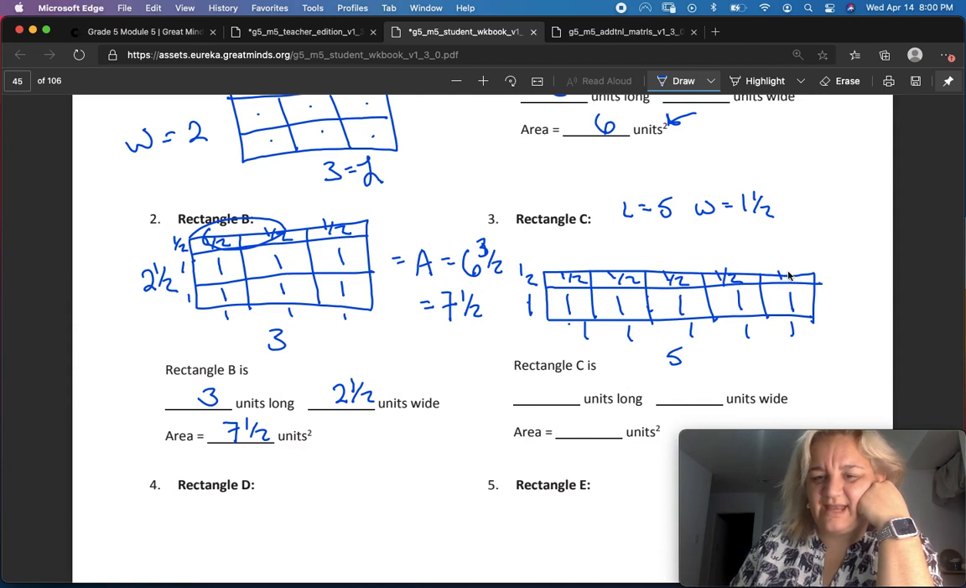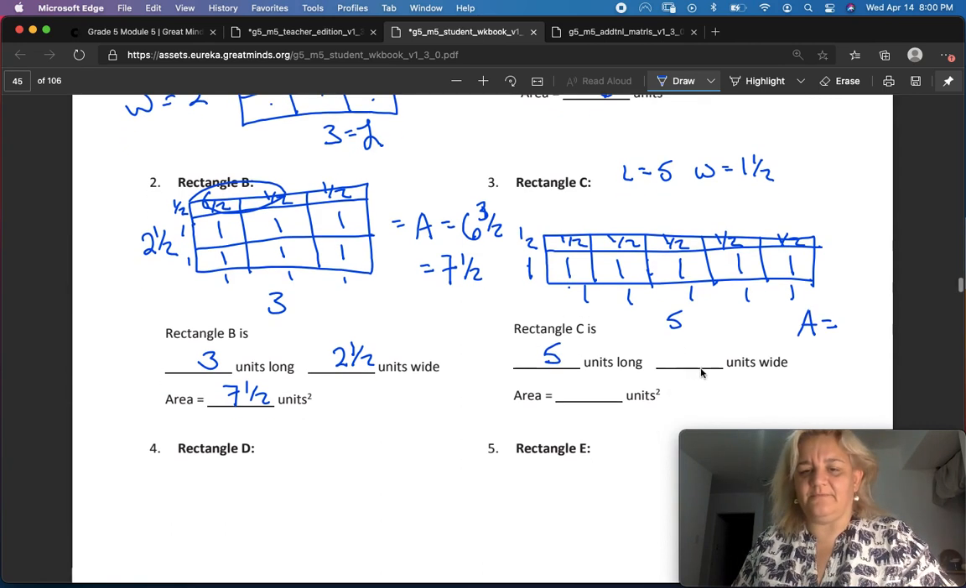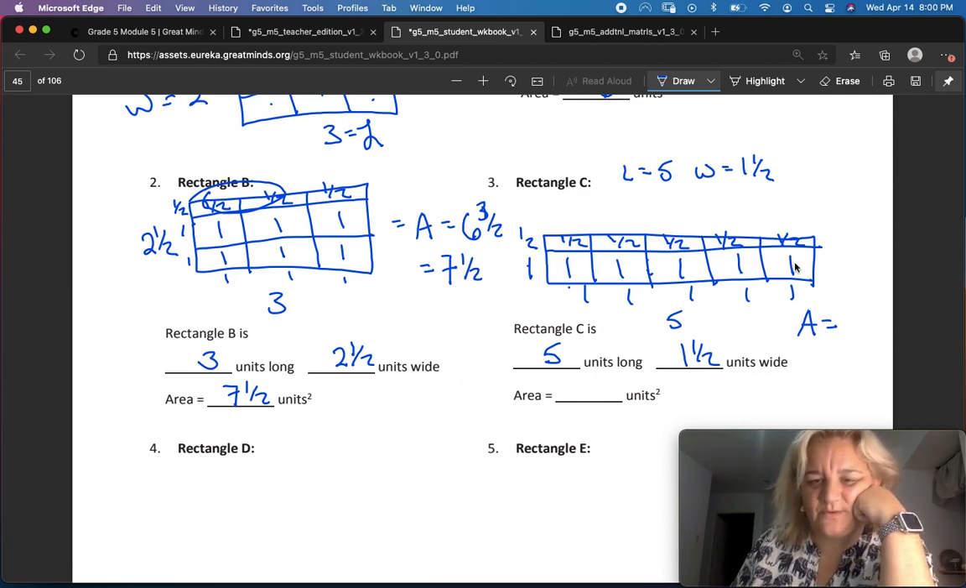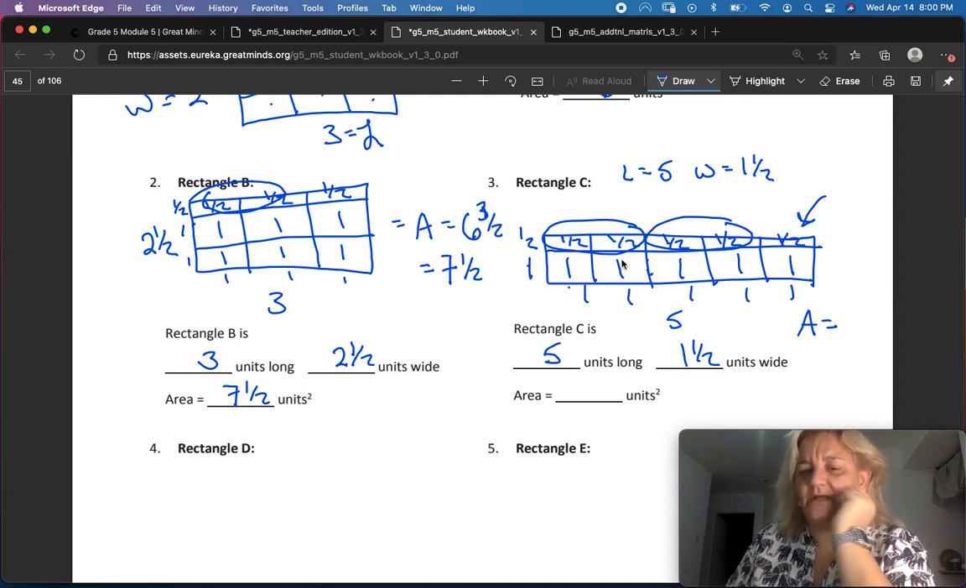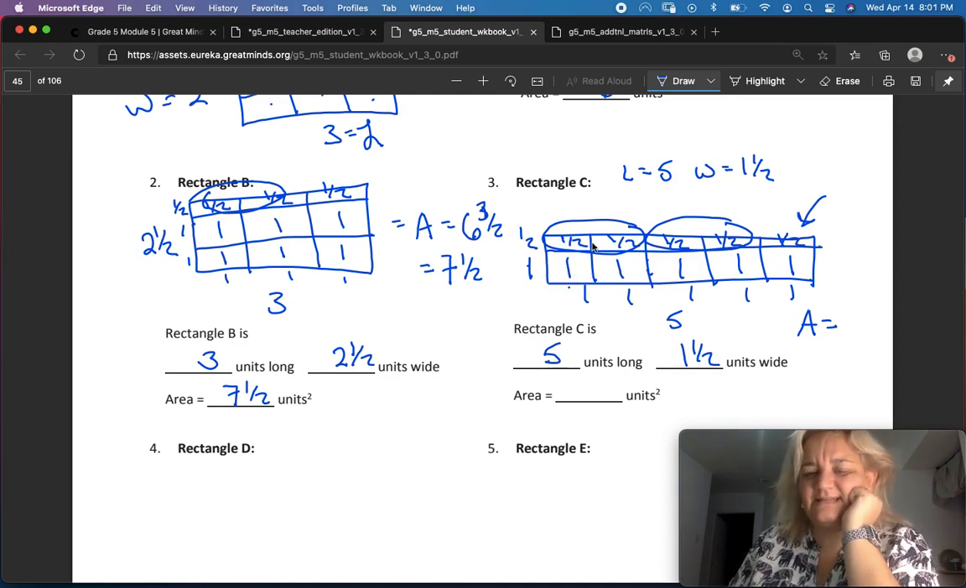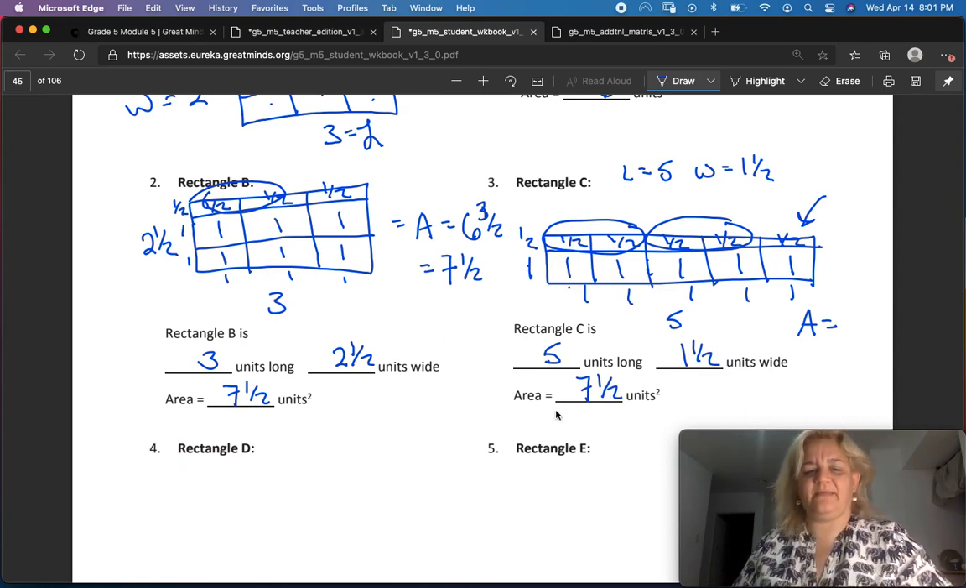Half and half. Okay, so what is my area? Well, I've got 5 units long and 1.5 units wide. So my area is 1, 2, 3, 4, 5. And I know that 2 of those is 1 and 2 of those is 1. And then I've got my half here. So 1, 2, 3, 4, 5, 6, 7.5. Look at that. 2 and 3 have the same area.